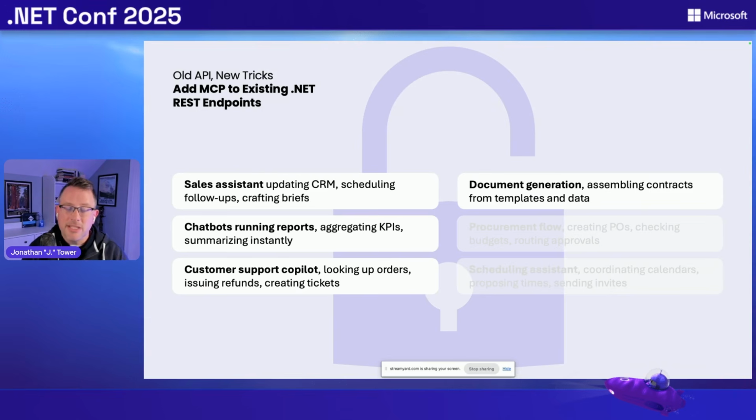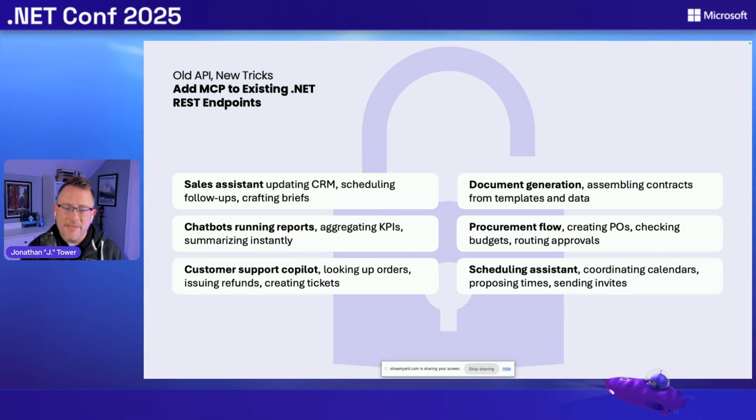Document generation: maybe you're taking templates and then data from different systems and merging that data into those templates. That's something that agents and chatbots are really good at doing. Procurement flows: it's time to reorder this stuff, creating POs automatically, double checking budgets and routing approvals to the correct people. And then obviously things like scheduling are a really natural fit for AIs to do for us: coordinating calendars, proposing times, sending out invites, etc.